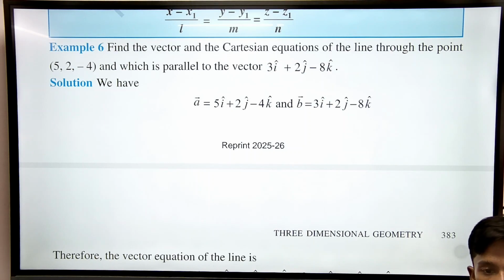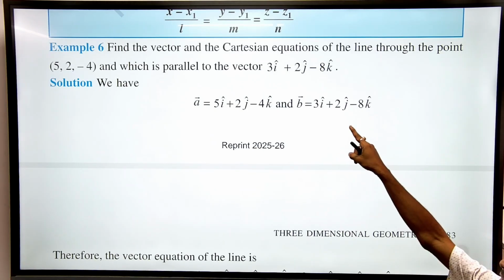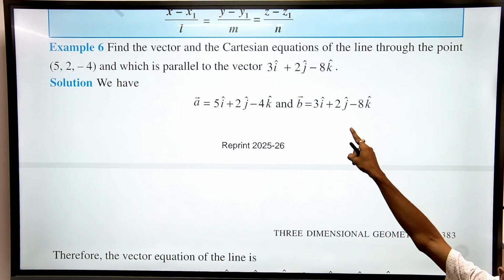Yes or no? Because position vector is starting from the origin. So the position vector, that will be my A vector, will be given as 5 minus 0 i cap, 2 minus 0 j cap and minus 4 minus 0 k cap. That will become 5 i cap, 2 j cap minus 4 k cap. And similarly the vector is parallel to the vector 3i 2j minus 8k. So that will be a vector B.